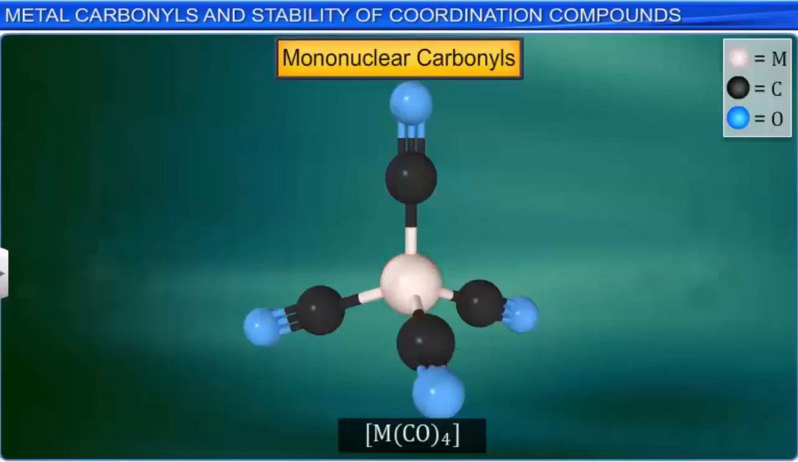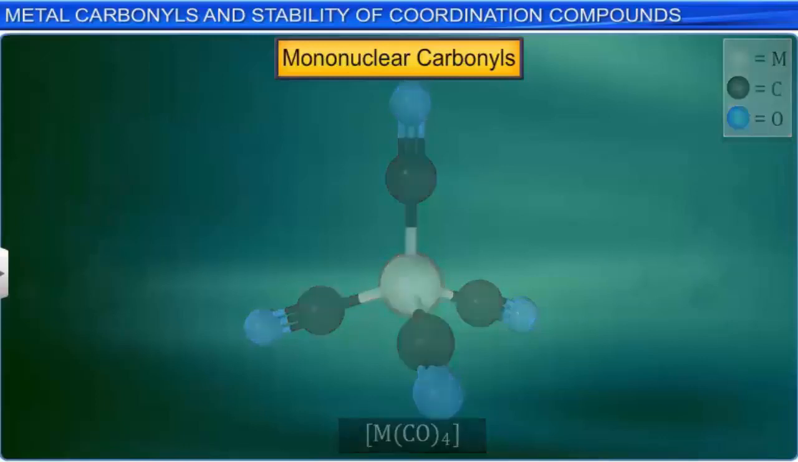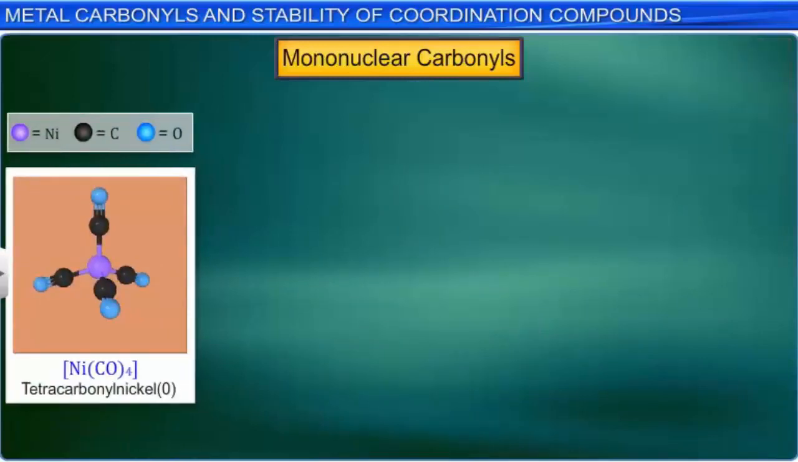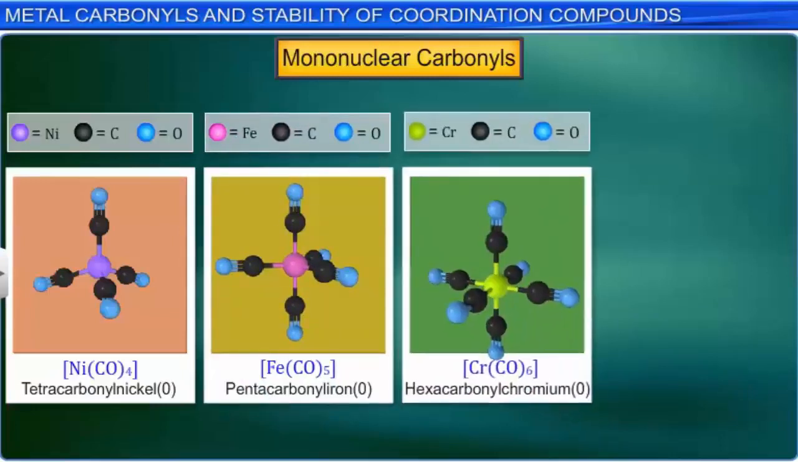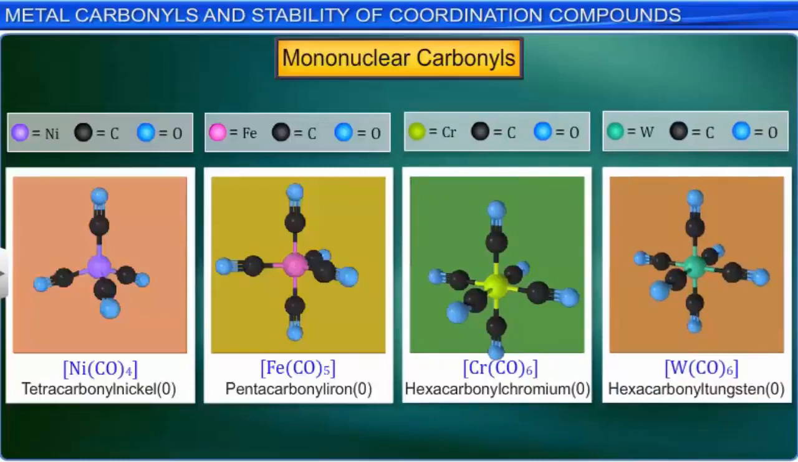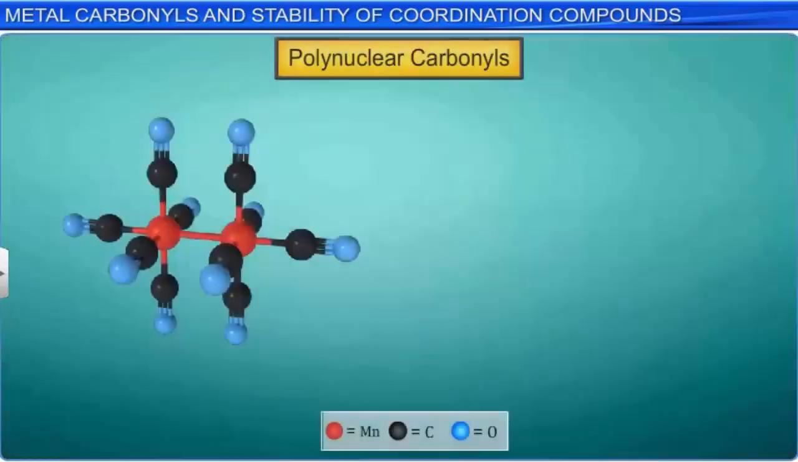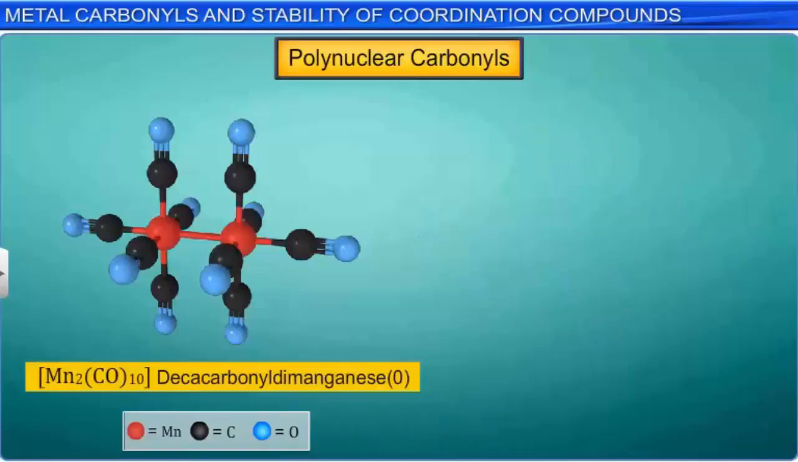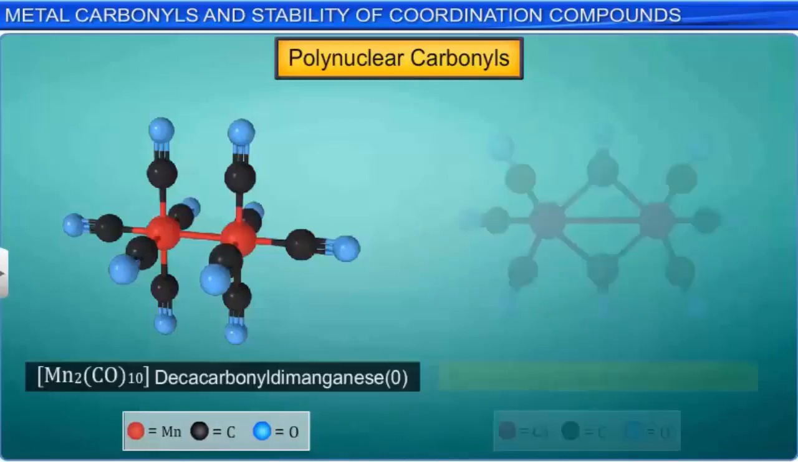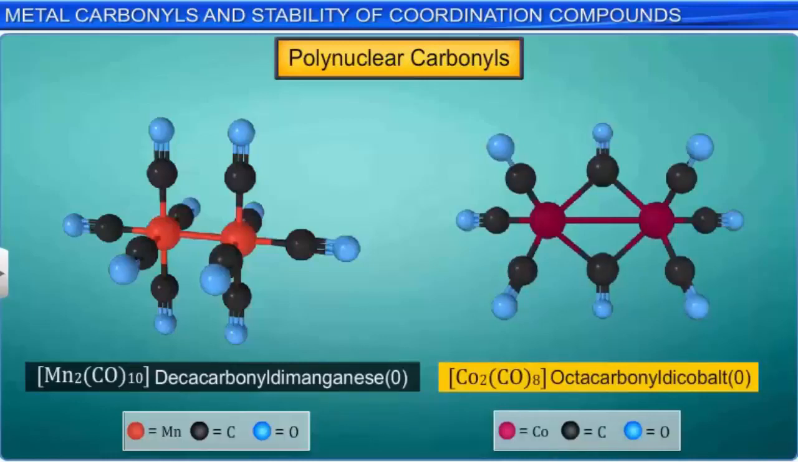For example, tetracarbonyl nickel(0), pentacarbonyl iron(0), hexacarbonyl chromium(0) and hexacarbonyl tungsten(0). On the other hand, polynuclear carbonyls contain two or more than two metal atoms per molecule. For example, decacarbonyl dimanganese(0), octacarbonyl dicobalt(0), octacarbonyl dirhodium(0) and decacarbonyl dirhenium(0).